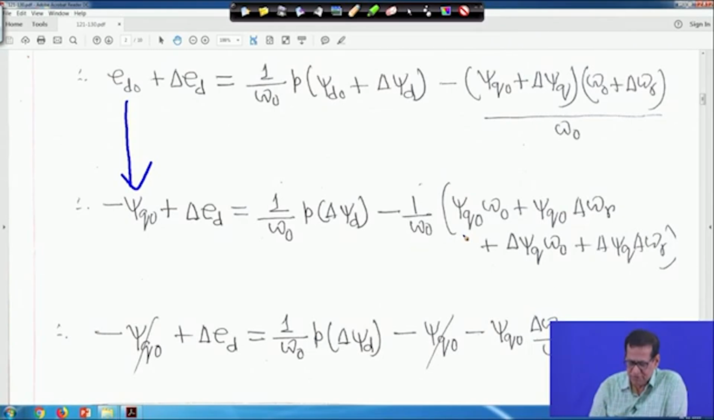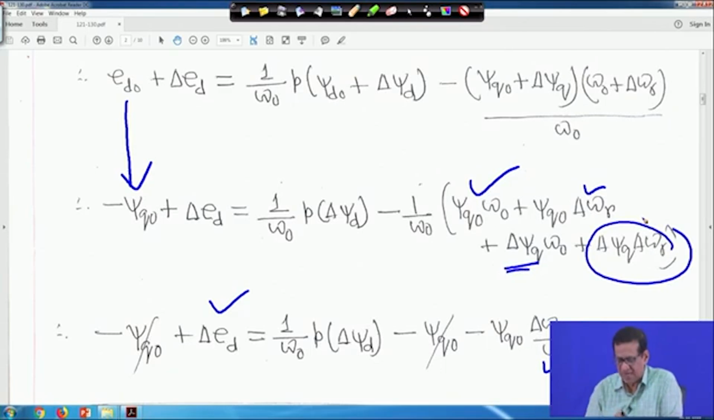Now, further if you do so, it will be minus psi q0 plus delta Ed, this side is equal to 1 upon omega 0 p delta psi d. If you simplify this one, it will be minus psi q0, then minus psi q0 delta omega r, this term is there. Then second term, psi q0 minus psi q0 delta omega r by delta omega 0, and this term minus delta psi q. The product of delta psi q and delta omega r is very small, so we have neglected that term because it is a very small perturbation term. It has been dropped, neglected, right.